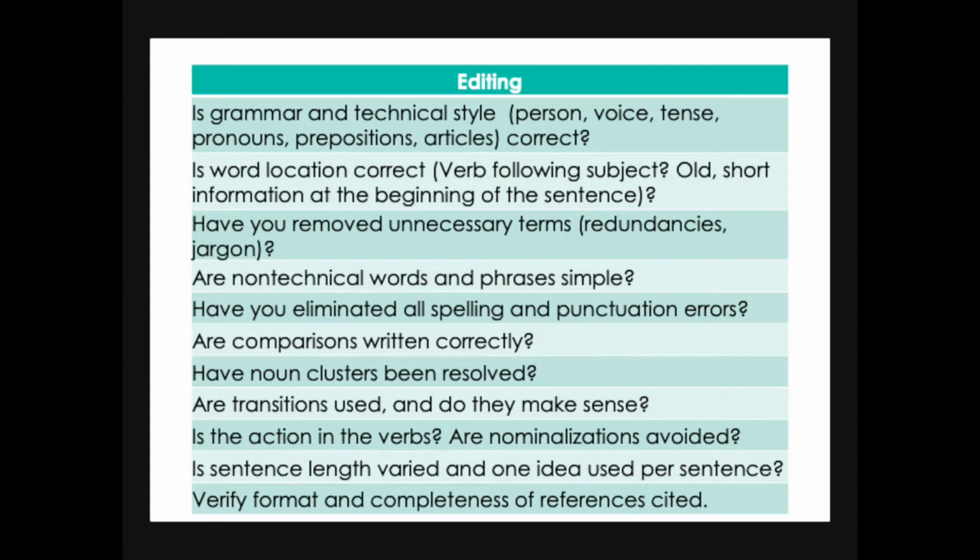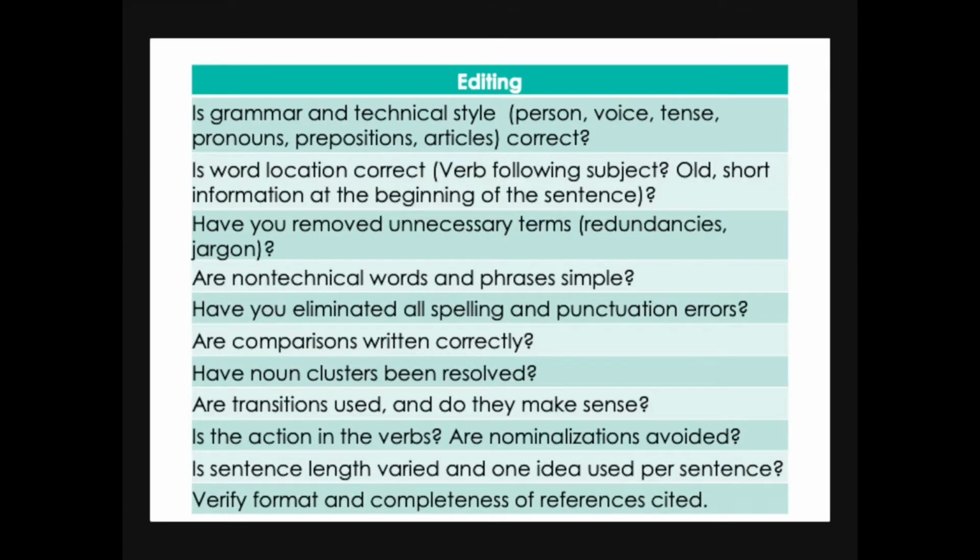Have you eliminated and resolved any noun clusters? Noun clusters are a series of nouns that are strung together, and it's really hard to read those. Are transitions used, and do they make sense? Is the action in the verbs? Have you avoided nominalizations? If you don't know what a nominalization is, go ahead and look that up. If you find them in your work at this stage, this is the time to change the sentences around so that you're using verbs as verbs instead of nouns as verbs. Also ask yourself, is sentence length varied, and do you have one idea per sentence?